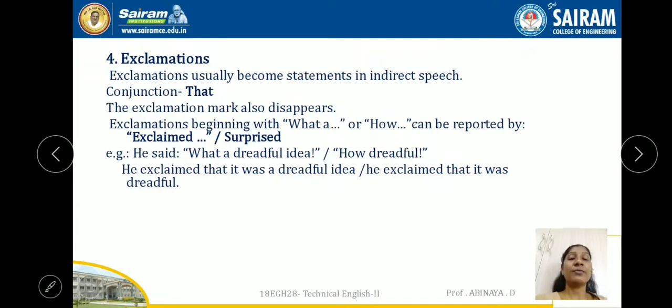So don't forget these four types of sentences. Statements come with "that" as the conjunction, and you have to change the verbs accordingly. For interrogative, yes or no questions take "if" as the conjunction, and WH questions take the same WH word as the conjunction. Imperative takes "to" and "not to", and exclamation again takes "that" as the conjunction. So don't forget these conjunctions, and don't forget the changes: adverbial changes, adjective changes, place and time changes, and pronoun changes, all these changes while converting direct speech to indirect speech.